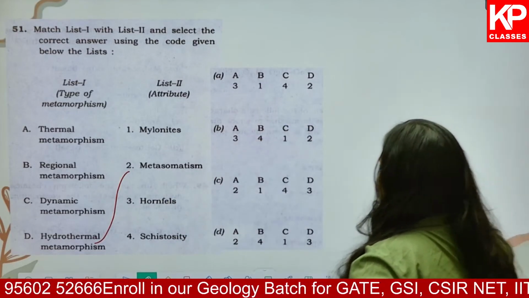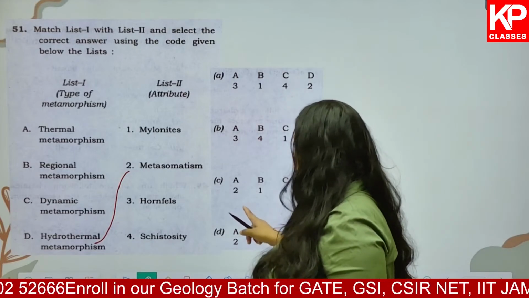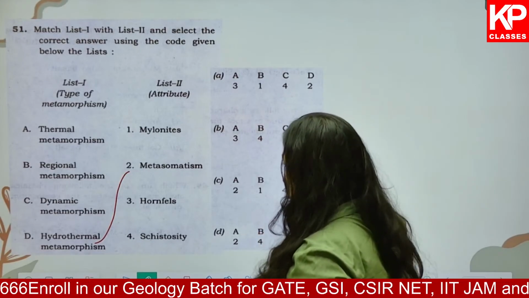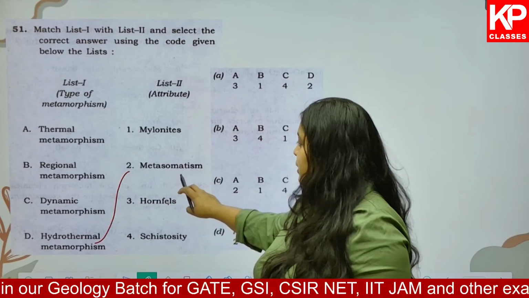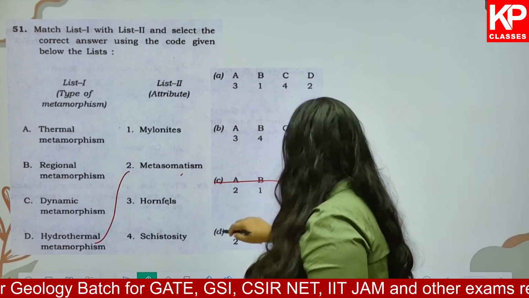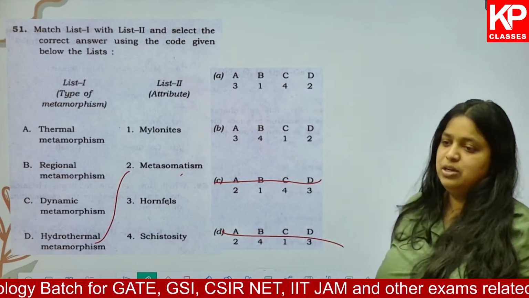So 51, yeah, let me... it's not C, okay, no. So D is 2, right? D is not Hornfels, it's metasomatism. So these two options will be cancelled out.